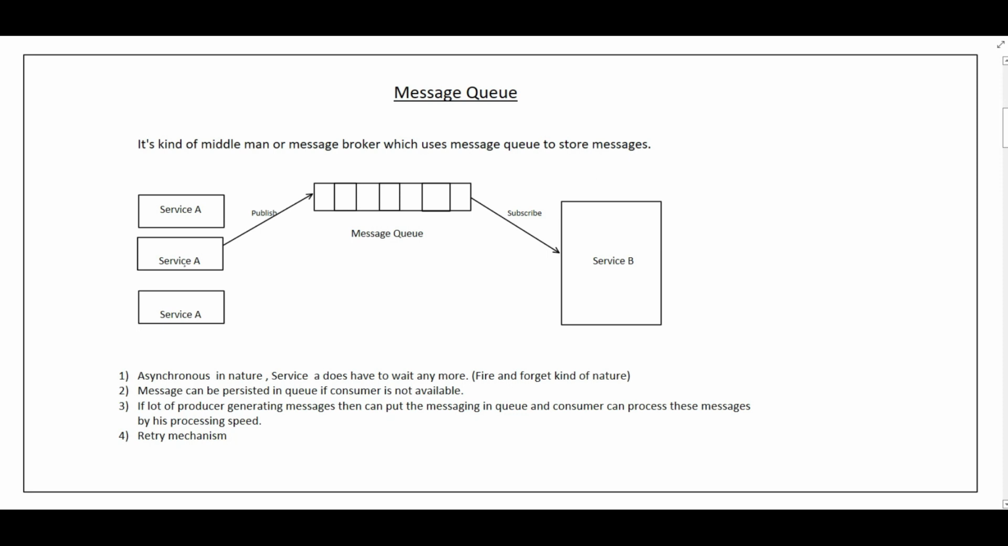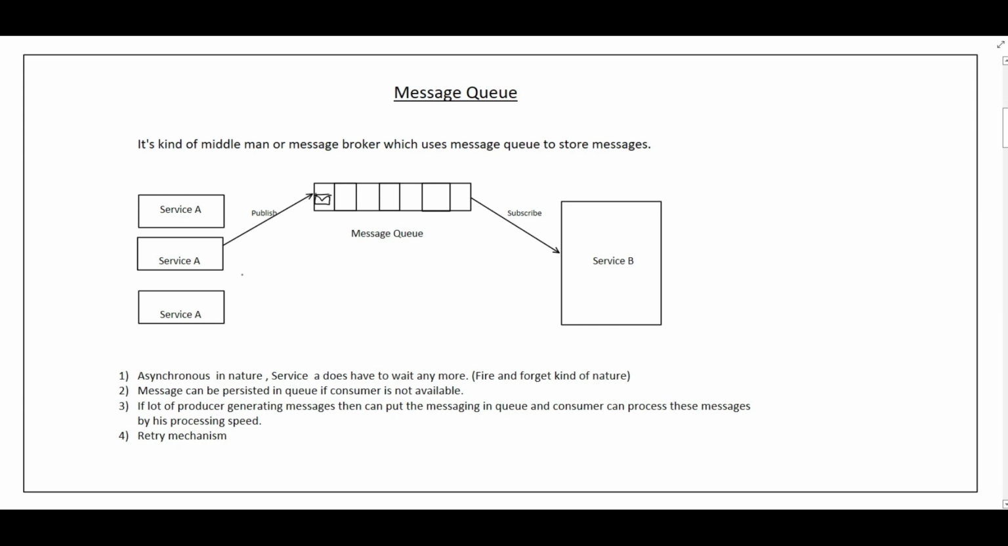Basically, if service A wants to send a message to service B, service A will push the message to the message queue here, and service B will subscribe to this message queue and get the message from the queue itself, or it can poll the message queue and get the message. And these are asynchronous in nature as well. What you can do is, service A can push the message and continue with other tasks.